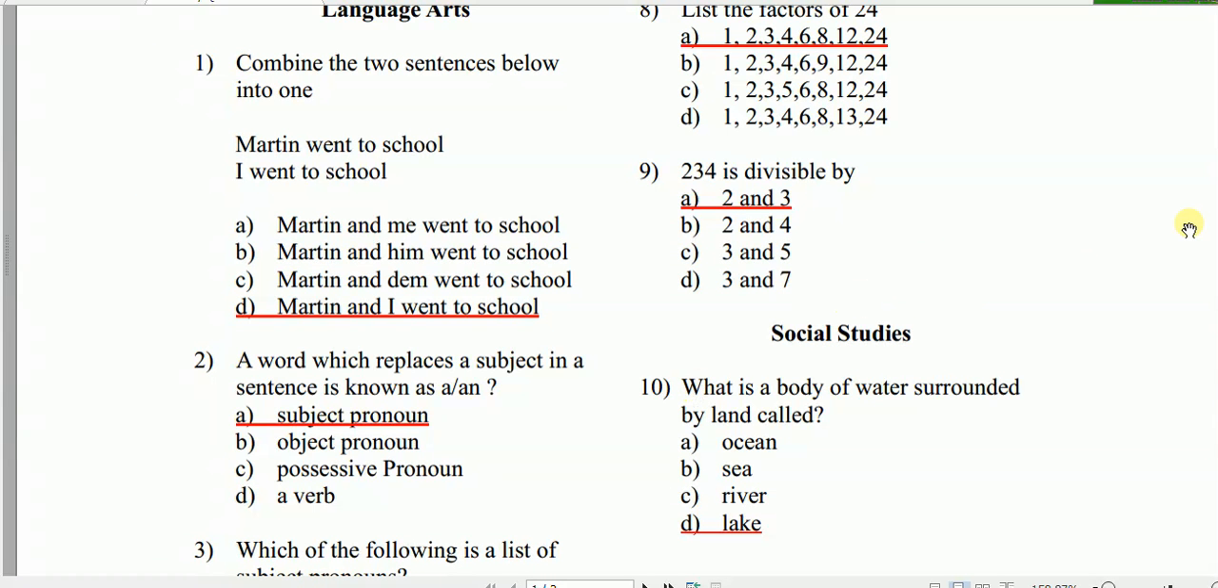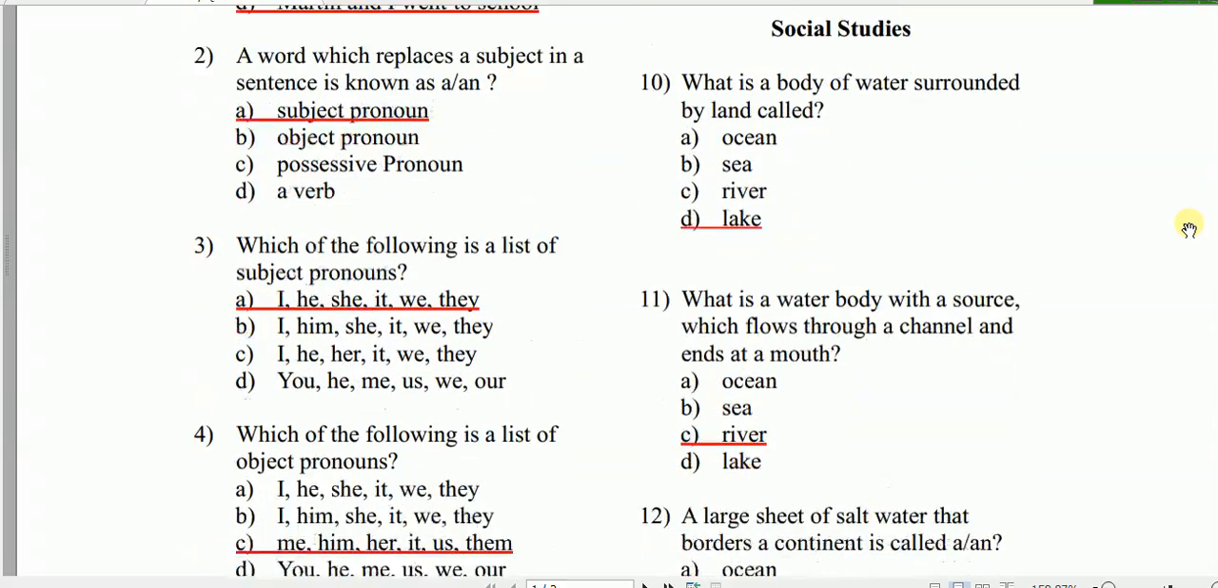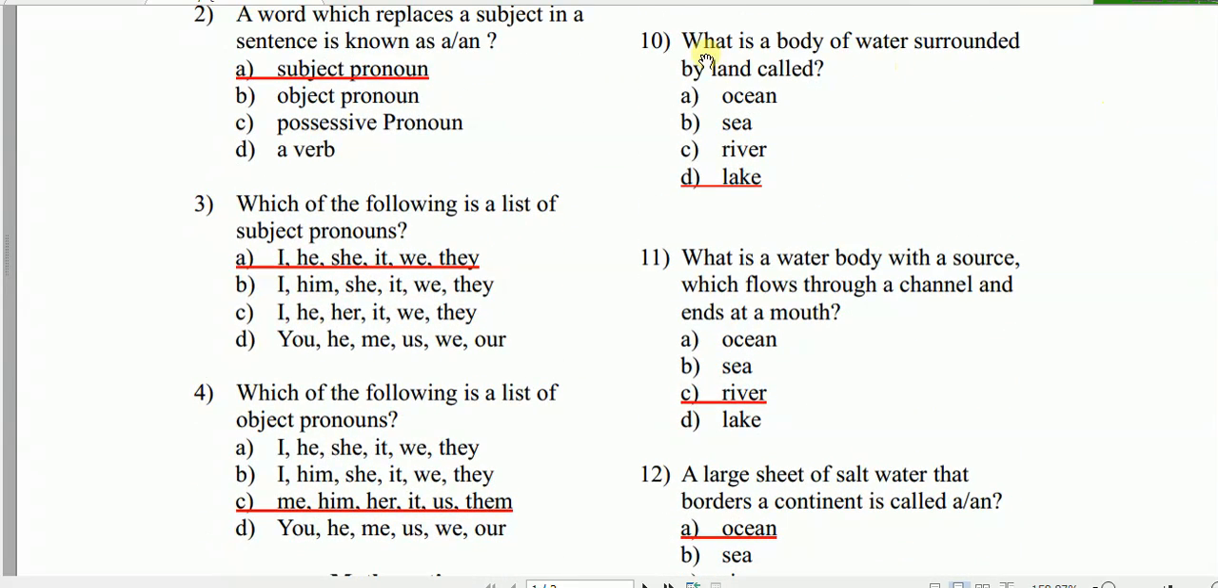So we move on now to our social studies. Number 10. What is a body of water surrounded by land called? And that is a lake. It could have been a pond, but pond is not here, so we settle with lake.